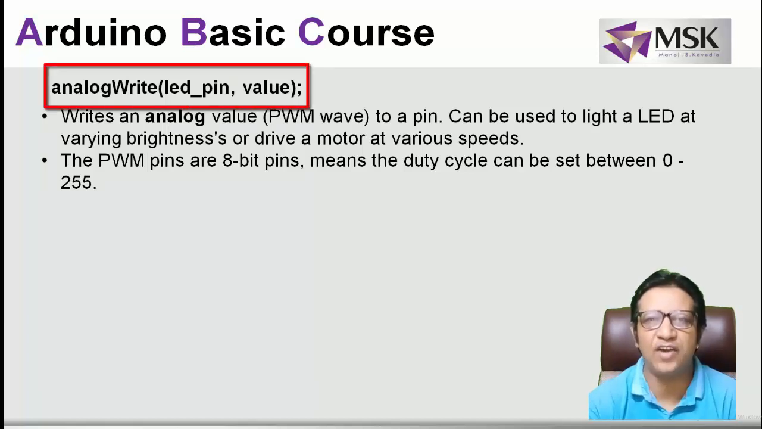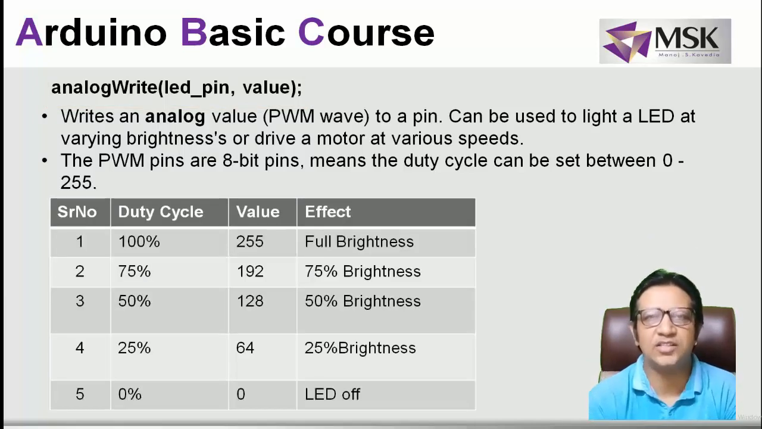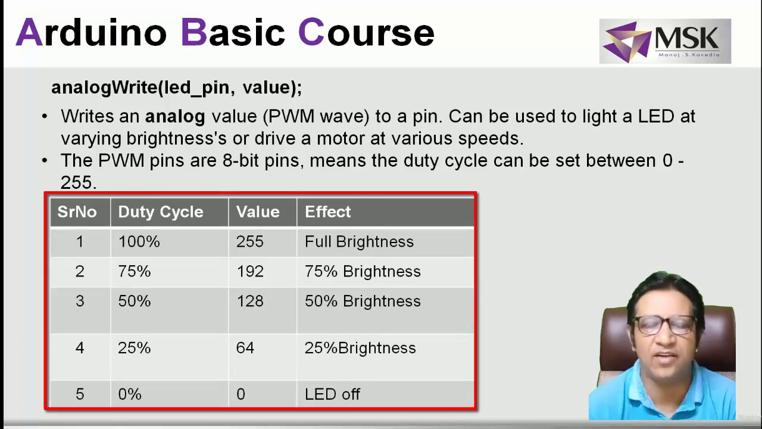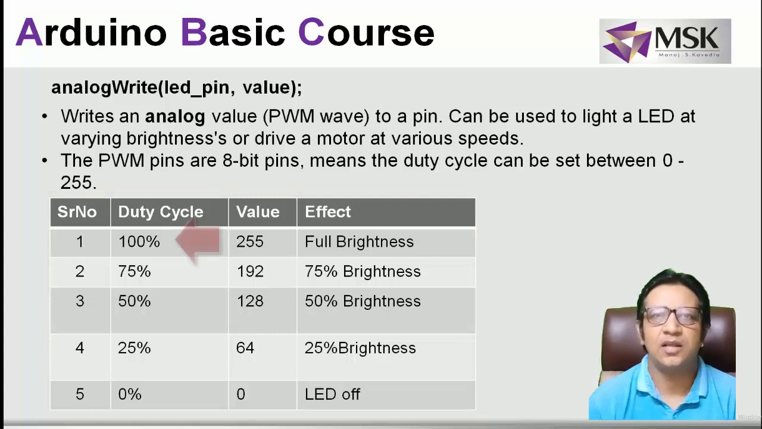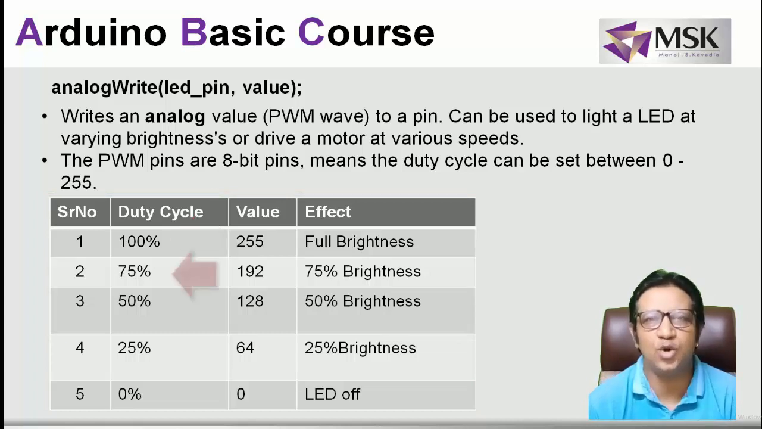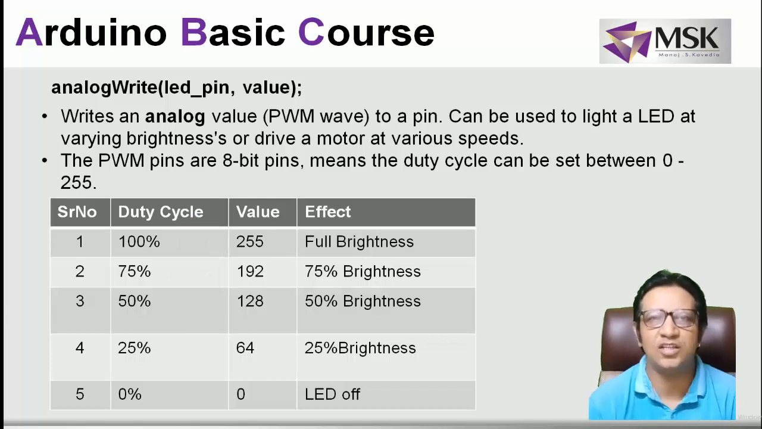Why 255? Because 2 raised to 8 is 256, and for a total of 256 values the range is 0 to 255. So in the table you can see, if I'm writing the value 255, I'll get 100% brightness, or 100% speed of a motor. Now suppose I'm writing the value 192, which will give me 75% brightness or speed.